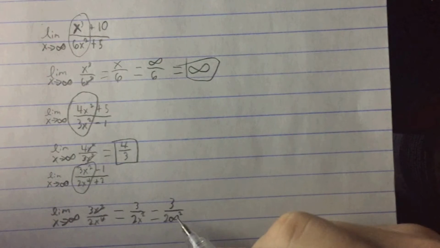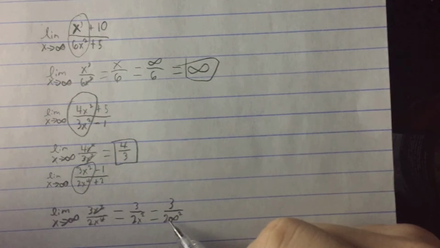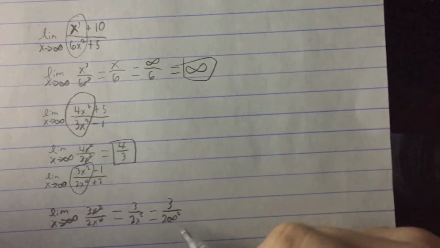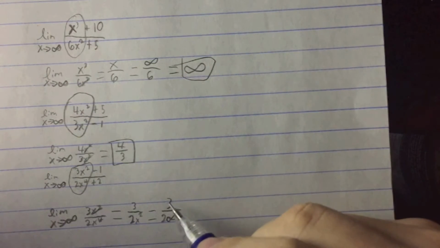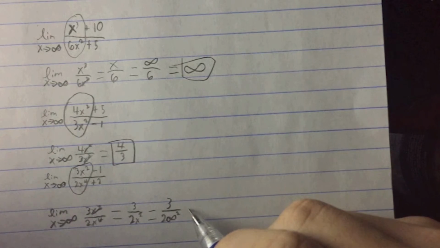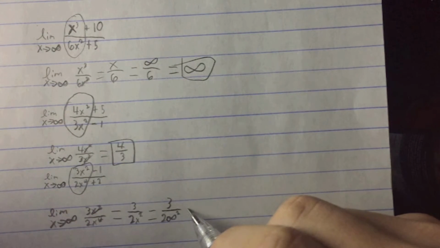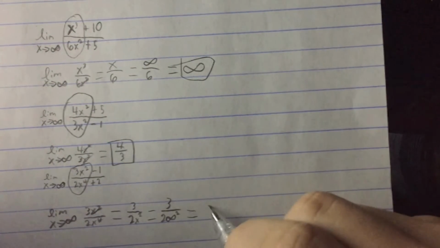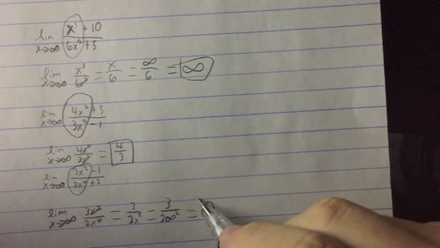Now, infinity on the bottom is infinitely going up, so 3 is being divided into infinitely small pieces. In other words, it would be getting closer and closer to 0.